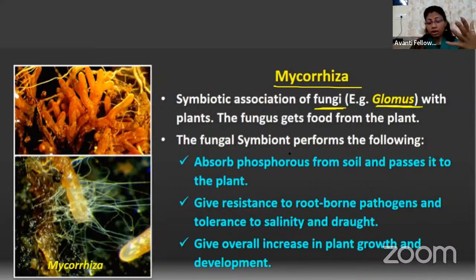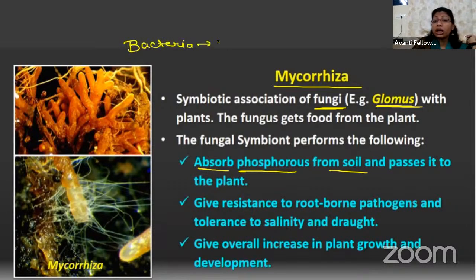What these fungi are performing here, they absorb phosphorus from the soil and pass it to the plant. Please keep this thing in mind. The bacteria which we have used were helping in fixing nitrogen, whereas the fungi is helping in fixing phosphorus.